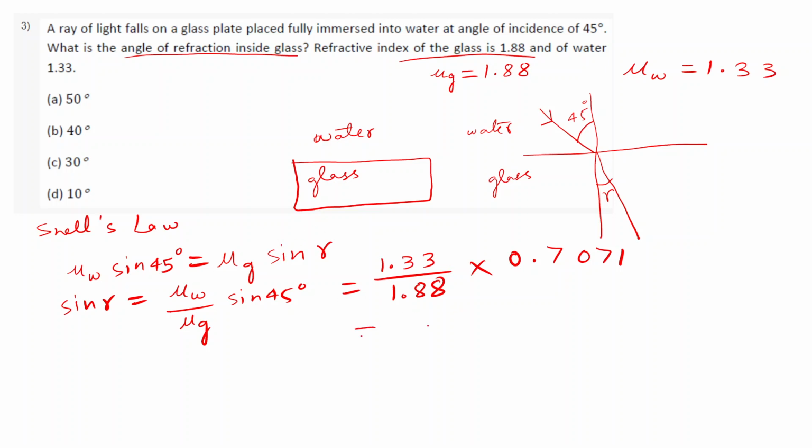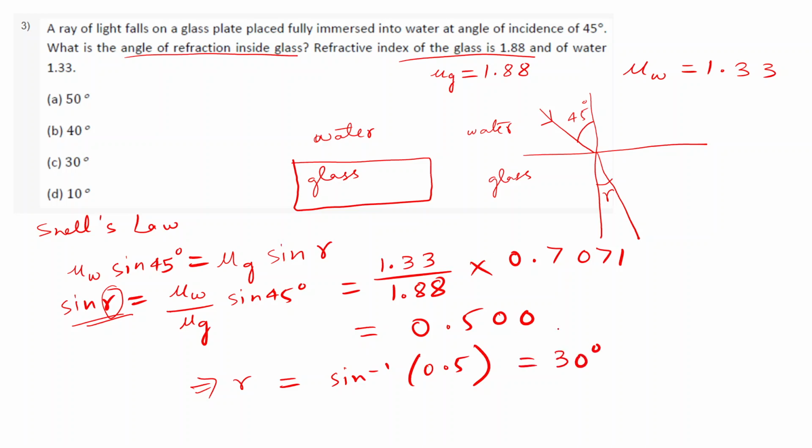We'll get 0.500. So this is the value of sine of R. Now to find out the refractive angle, we have to take sine inverse of this. Just to find out the refractive angle, we'll take sine inverse of 0.5, and this will be 30 degrees. The angle of refraction inside the glass will be 30 degrees.